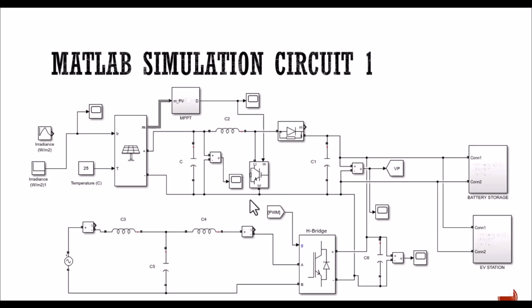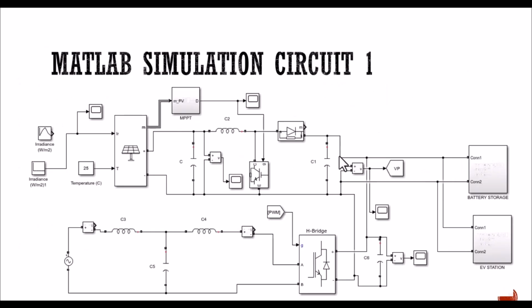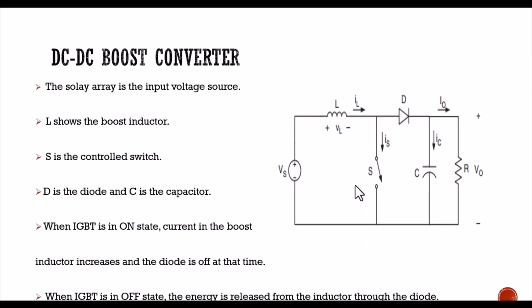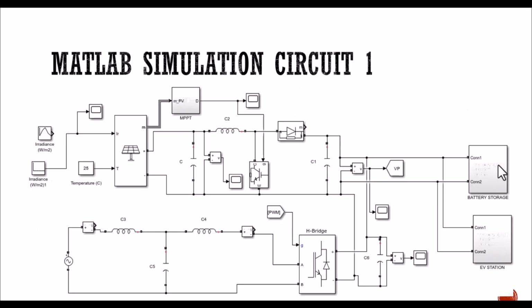This is the LC. LC is the boost converter. The first C shows the capacitor, which we have used just for smoothing. And C2 is showing the inductor and C1 is showing the capacitor. At this output, where the R was used, instead of R we have used the battery storage, and in parallel we have used the EV station battery.